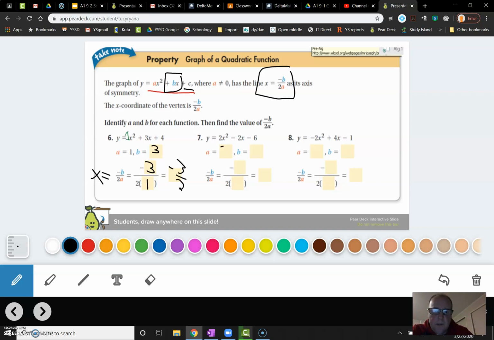So right here, a is 2, b is negative 2, so negative b is negative, negative 2. So it's going to be positive 2 over 2, so I have negative 2 over 4, or negative 1/2. Not too bad. A is negative 2, B is 4, so we have negative 4 over negative 4. Well, that gives us 1.